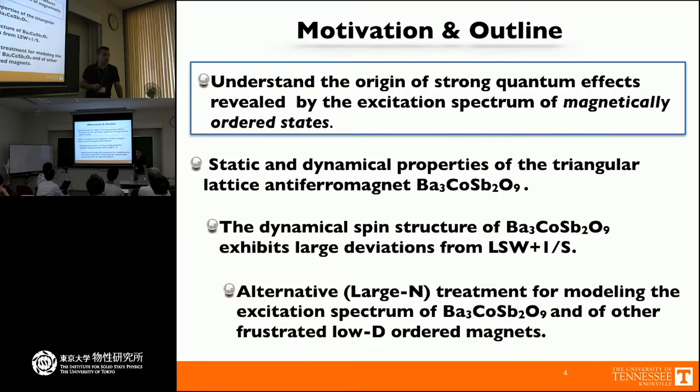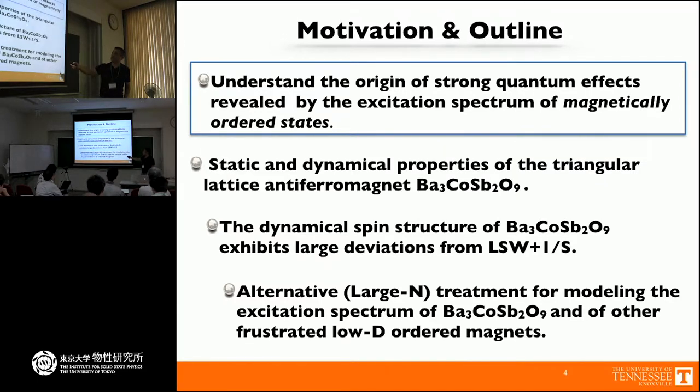And then, if that is the case, the question is, how do we address that problem? How do we explain this if the semi-classical methods, which are pretty much all we have on the analytical front, do not work? What can we do to try to understand these anomalous excitations produced by strong quantum fluctuations? In particular, to illustrate this problem, I will focus on a particular material, on the static and dynamical properties of the triangular lattice antiferromagnet. This particular material is a cobalt-based magnet that I will describe in a moment. Yoshi was describing that yesterday.